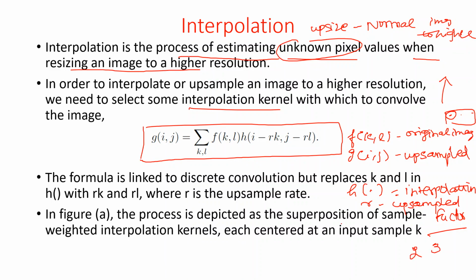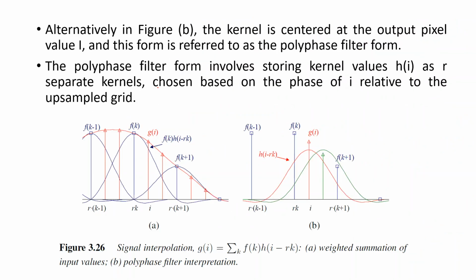It can be 2 or 3. We'll see an example also. So this is the interpolation kernel. We will use the same for decimation also. I'll tell that later.